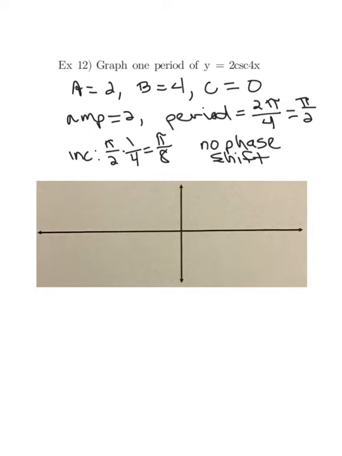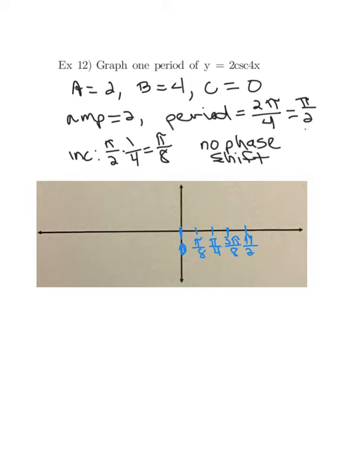For our labeling, we have no phase shift, so we will start at 0. We are counting by pi over 8. So 0 plus pi over 8 puts me at pi over 8. Plus pi over 8 is 2 pi over 8, which equals pi over 4. 2 pi over 8 plus pi over 8 gives me 3 pi over 8. 3 pi over 8 plus pi over 8 gives me 4 pi over 8, which simplifies to pi over 2, and that's our 5th mark.